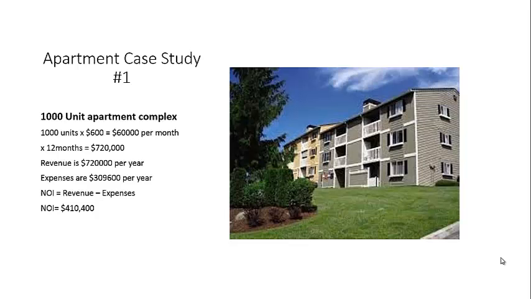It's apartment case study number 1. We have a 1,000 unit apartment complex. So we have 1,000 units at $600 per month per unit. So when we times 1,000 units times 600, we get $60,000 per month. We take that $60,000 per month and we times it by 12, and we get $720,000. So our annual revenue for this property is $720,000 per year.